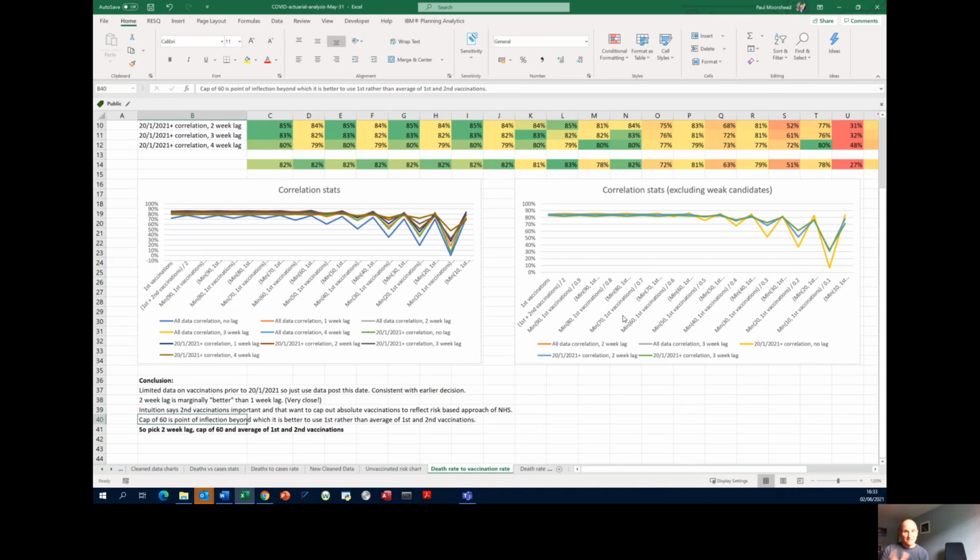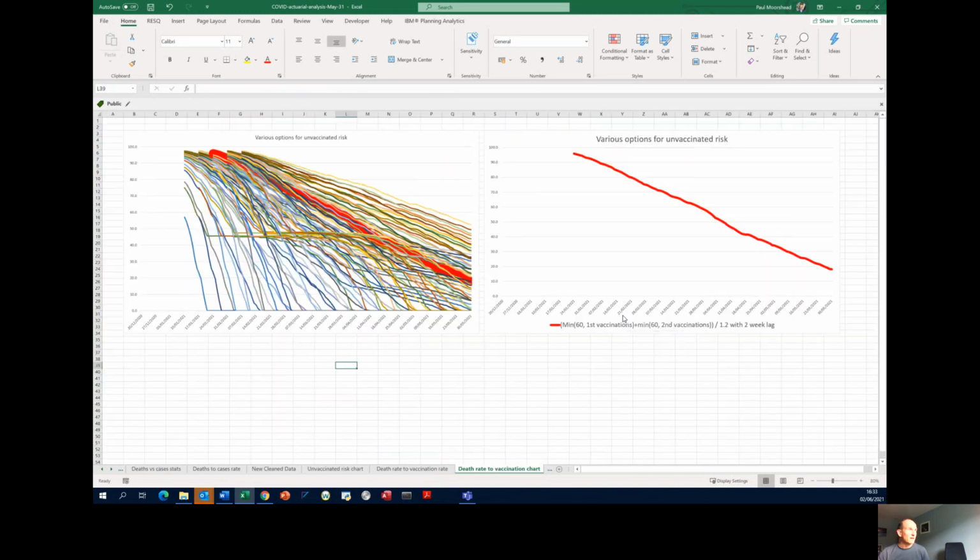And 60% of people seems to be the point of inflection beyond which you've pretty much got everyone there. So I'm going to say 2-week lag, capping out at 60, and looking at the averages of first and second vaccinations. And that gives me, out of this huge smorgasbord of options, the unvaccinated risk index, which I get from doing it that way.